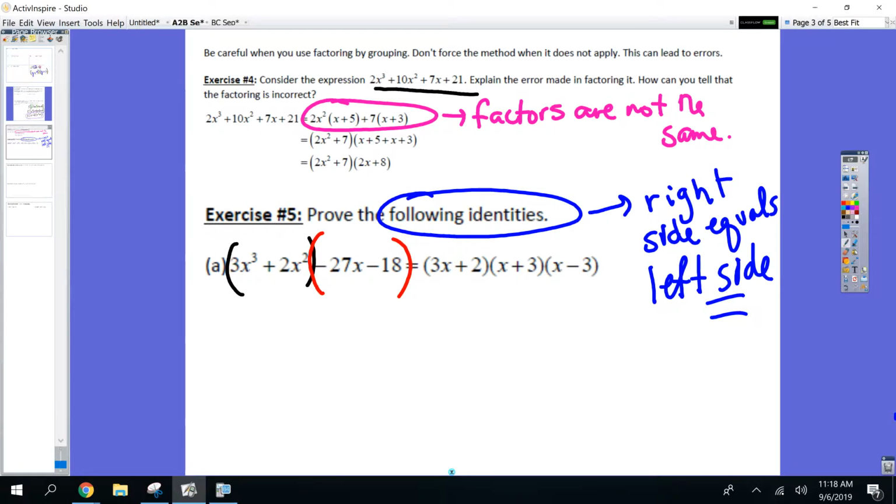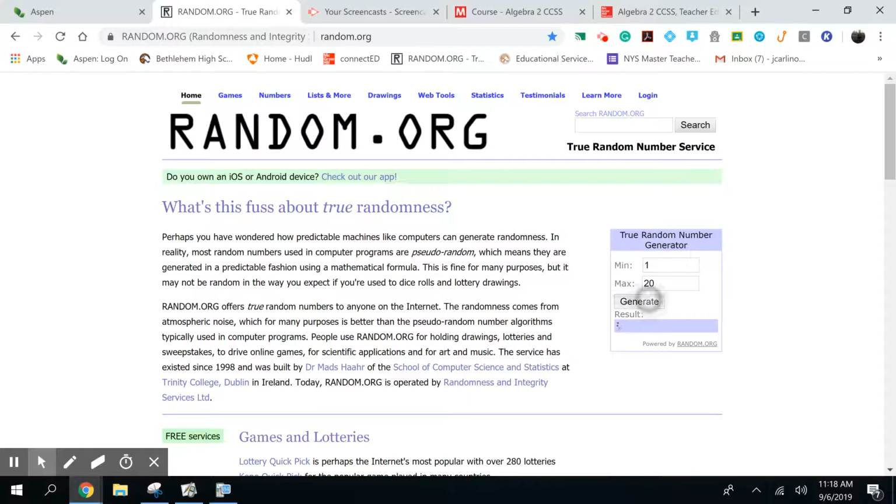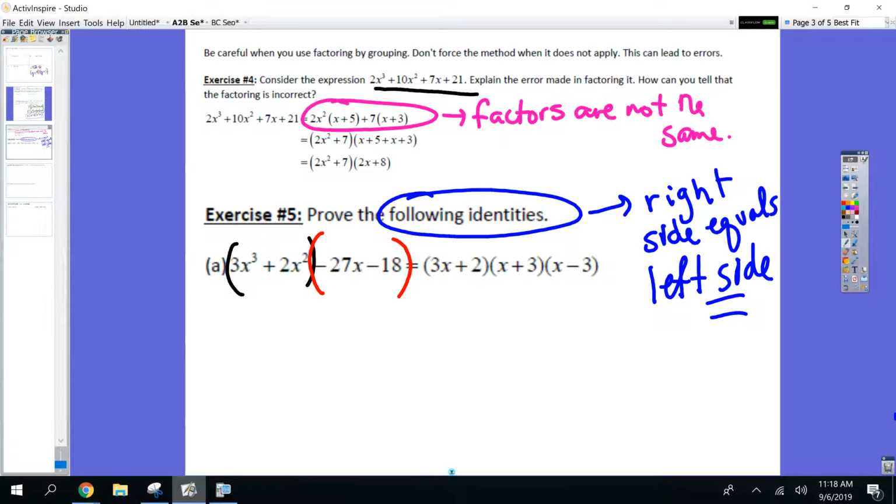What do you want to take out of the first one? 5. And what are you going to be left with? Now remember, whoever I ask next here, you want a 3x plus 2 in the next parenthesis. So you have to tell me exactly what you want to take out so you're left with the 3x plus 2.